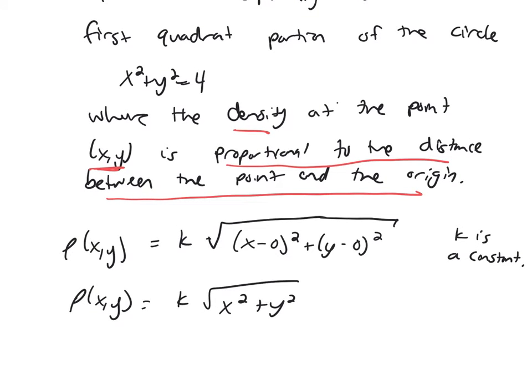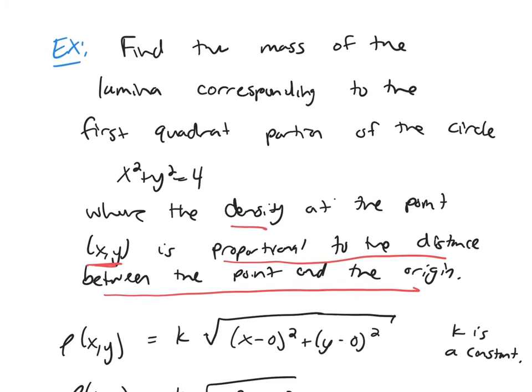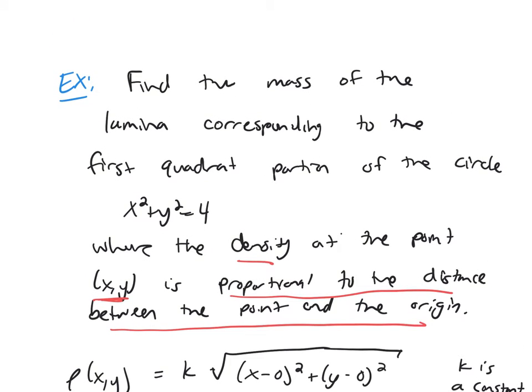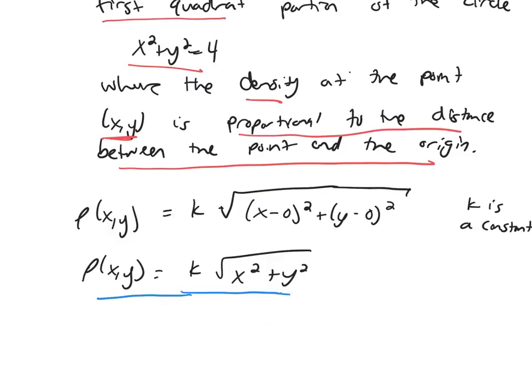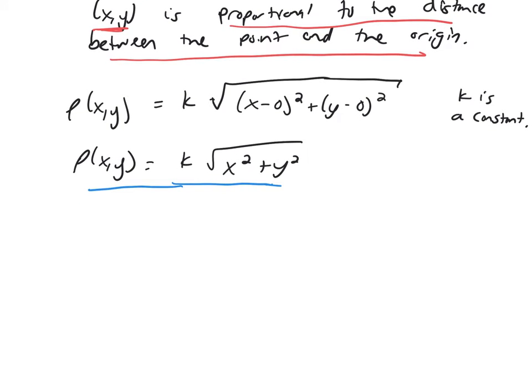Okay, so now we have our density function. We're going to want to remember that. Let's go back up to our problem, and we now need to look at our region. We're inside this circle, but we just want the portion that's in the first quadrant. So it's a circle of radius 2, in the first quadrant. So this is the region that I'm talking about.